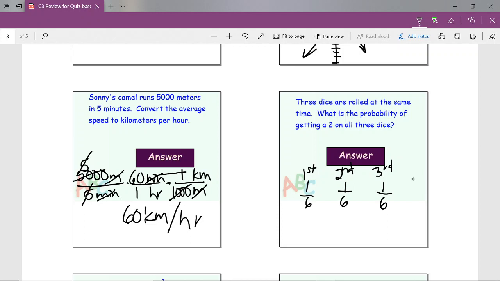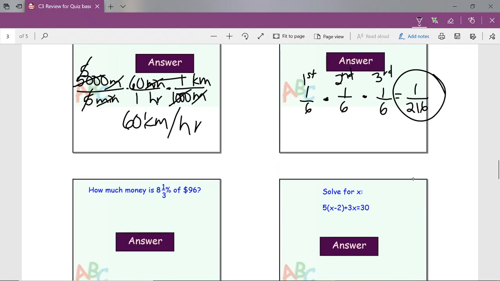And to get all of these to happen at the same time, we would multiply across, and I would get 1 over 6 cubed, or 216. That's the probability of getting all 2s on those 3 dice.